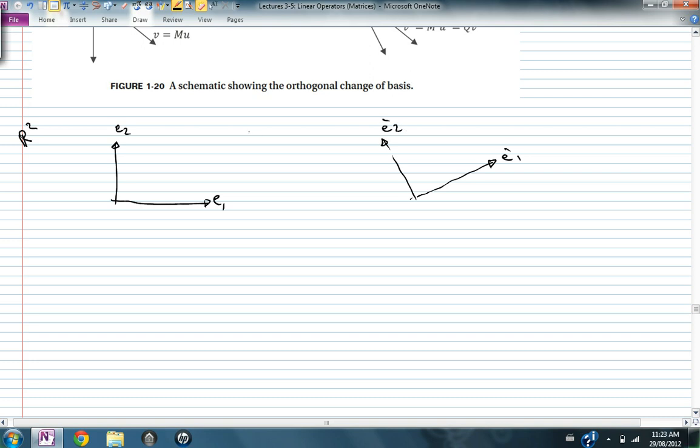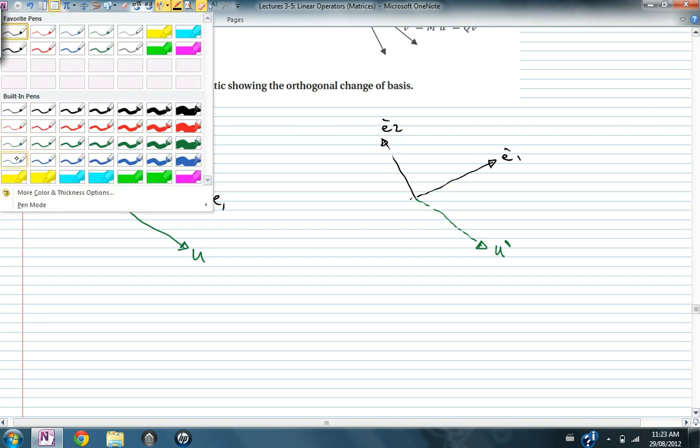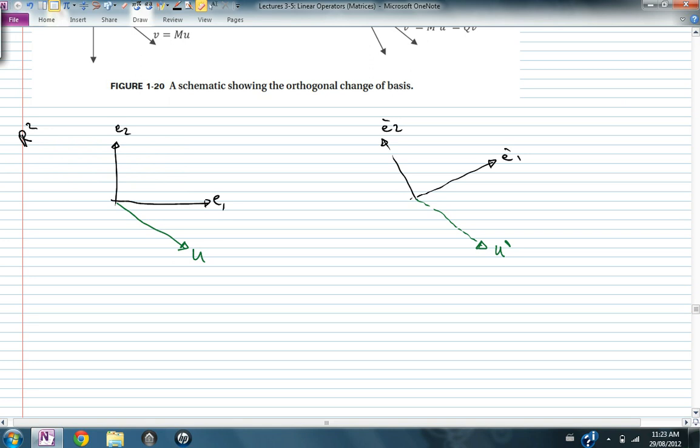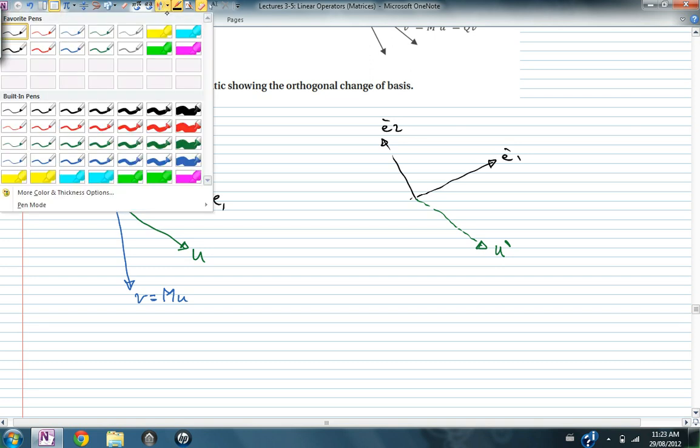and for every vector here, there's another vector here. I'm going to call this vector u. There's another vector here. It's the same vector, but expressed in different components, u prime. And let's say I have a matrix here in the original basis vectors that takes u and gives me v. Then, of course, all these have certain components.